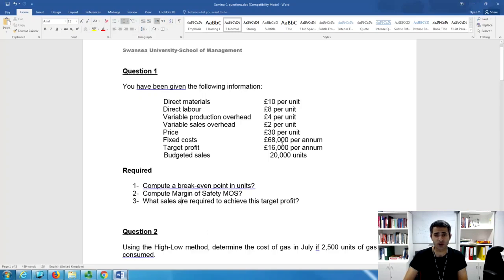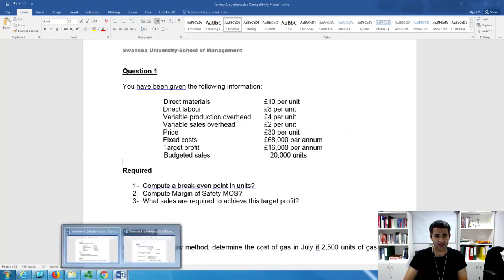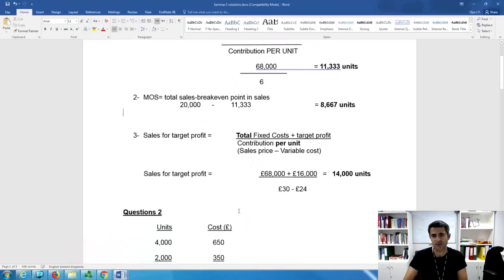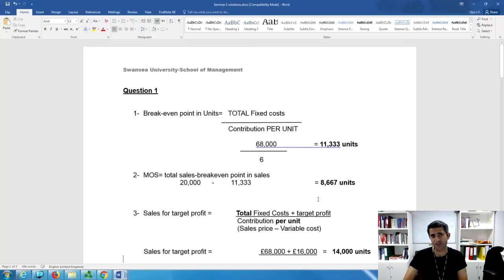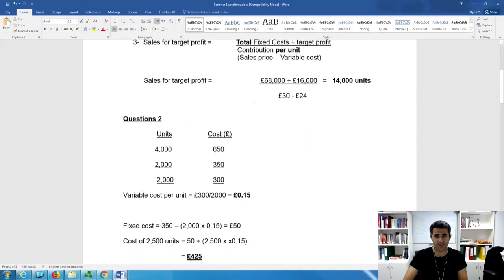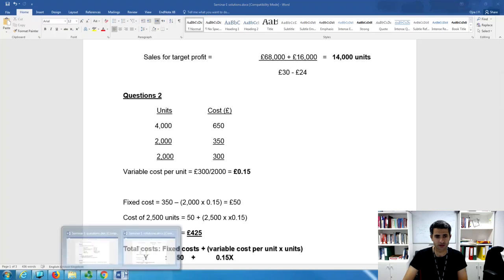The formula is fixed cost 68,000 plus target profit 16,000 divided by contribution per unit £6, as we calculated at the beginning. So as you see, 68,000 plus 16,000 divided by 6 equals 14,000 units. This means the business needs to sell 14,000 units in order to achieve target profit of £16,000. So this is question number 1. Hopefully it is clear. Let's move to question number 2.